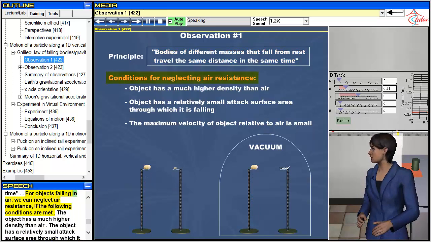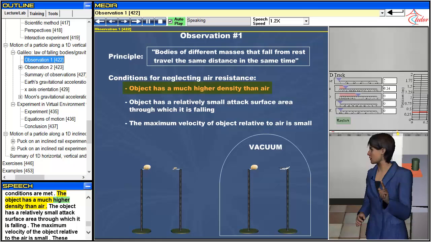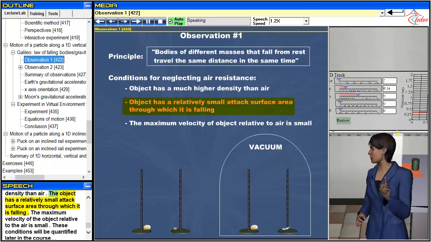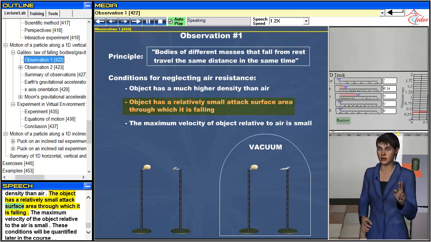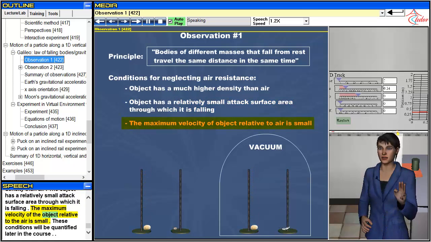For objects falling in air, we can neglect air resistance if the following conditions are met. The object has a much higher density than air. The object has a relatively small attack surface area through which it is falling. The maximum velocity of the object relative to the air is small. These conditions will be quantified later in the course.